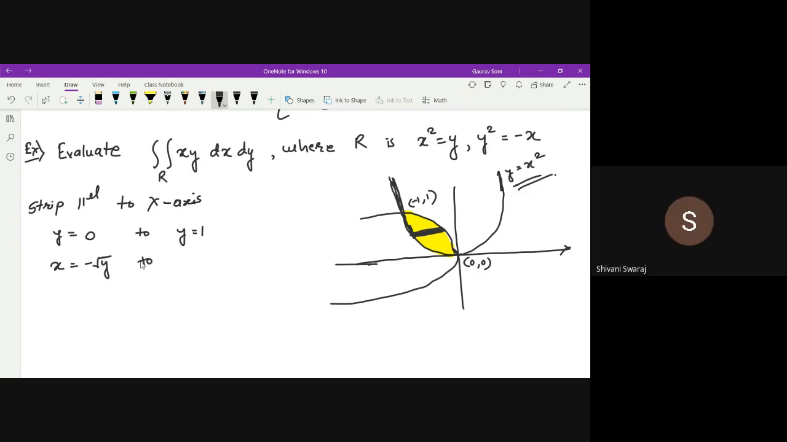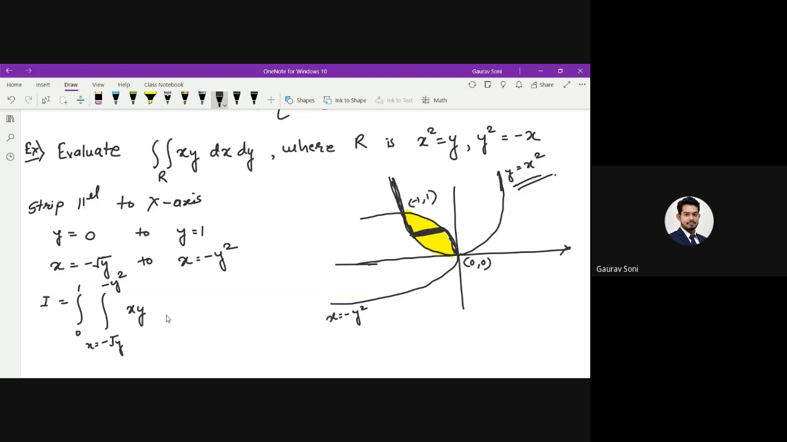Right hand side end of your strip. It is on this parabola. On this parabola, the value of x is minus y square. So x is equal to minus y square. Put down the limits. So I is equal to integration 0 to 1. The value of x is from minus root y to minus y square.